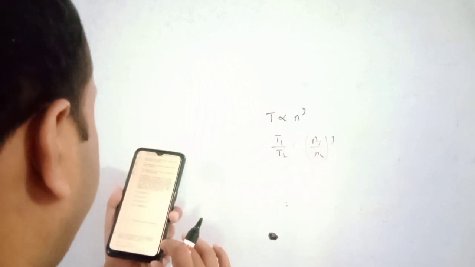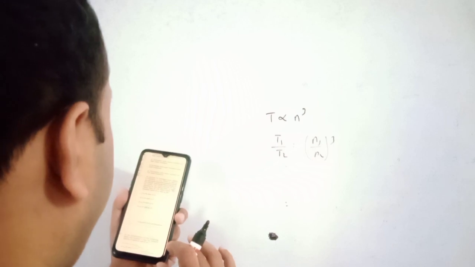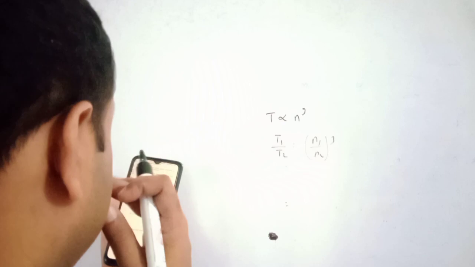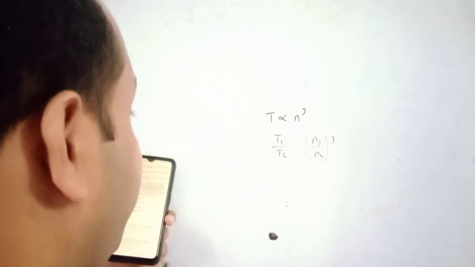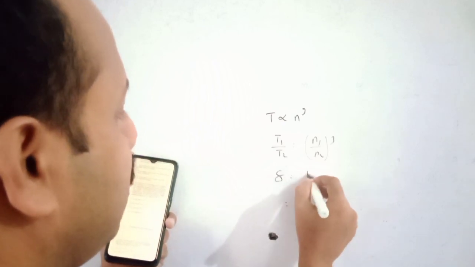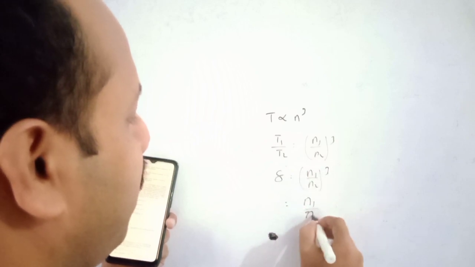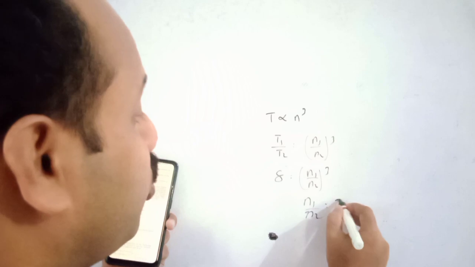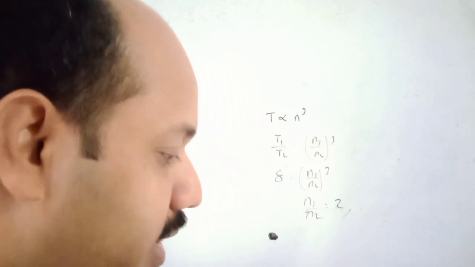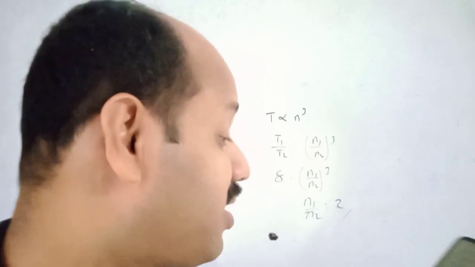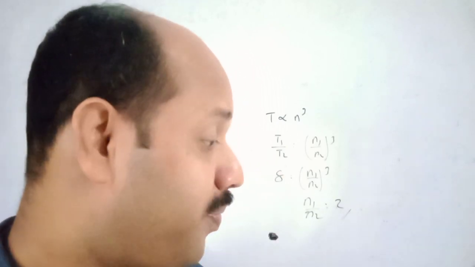The time period of the electron in the initial state is 8 times that in the final state, right? Then the possible values of n1 and n2. This ratio is 8. Now (n1 by n2) cube is equal to 8. Now n1 by n2 is equal to what? Taking the cube root, it is 2. Then it will be what? The fourth one is the answer. The only possibility is that the ratio of n1 and n2 is 2. Yes. 12th question.